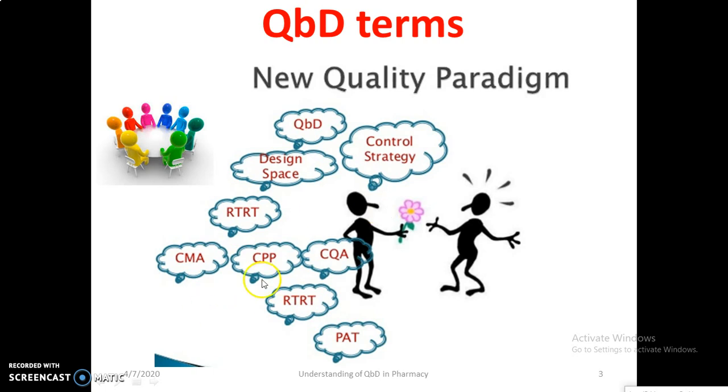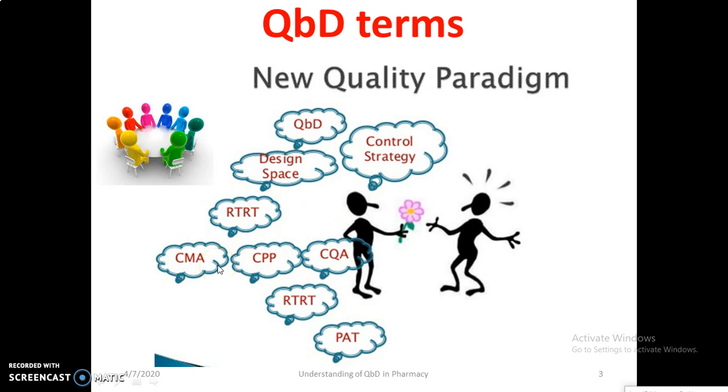Then critical material attribute, that is called CMA. What is CMA? Critical material attributes. That is nothing but the input material. CPP is the critical process parameter. CQA is the critical quality attribute, and the critical material attribute. They are the three important components of QbD.